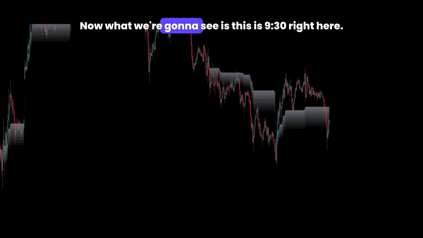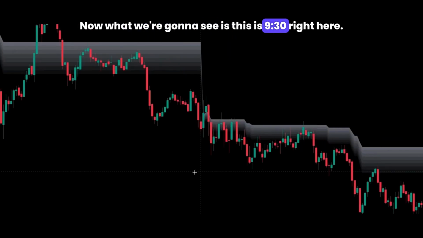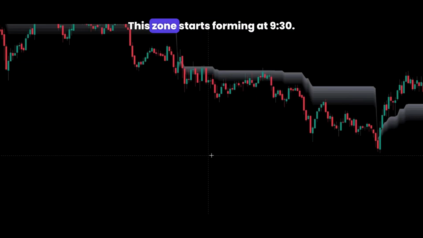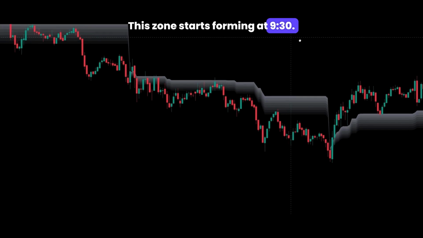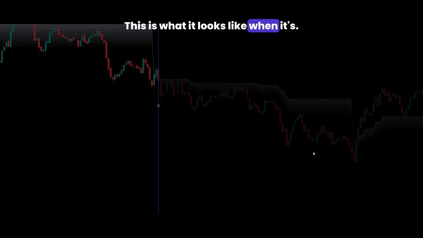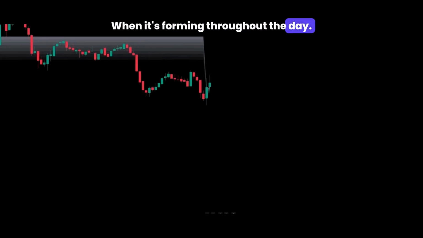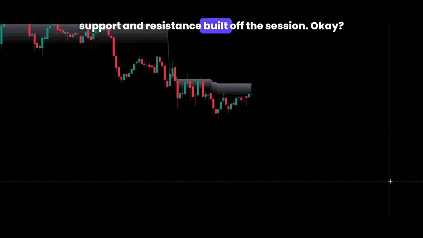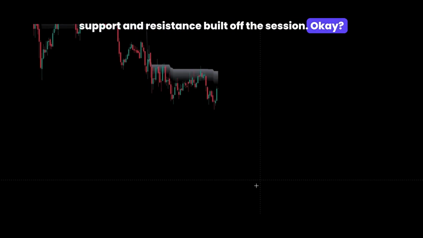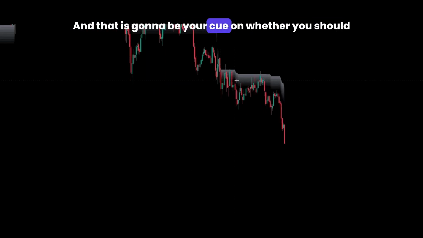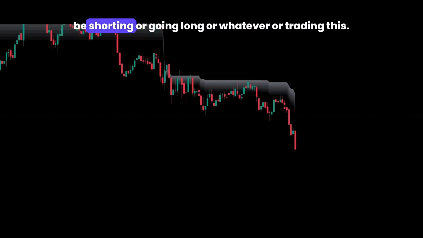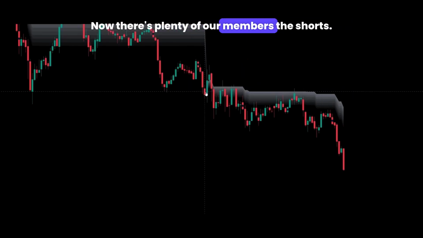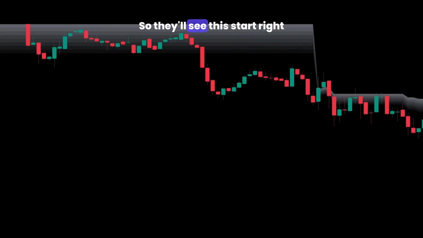Now, what we're going to see is this is 9:30 right here. 9:30 a.m. That's New York. This zone starts forming at 9:30. This is what it looks like when it's forming throughout the day. So you're going to be able to see the support and resistance built off the session. Okay, and that is going to be your cue on whether you should be shorting or going long or whatever, or trading this.